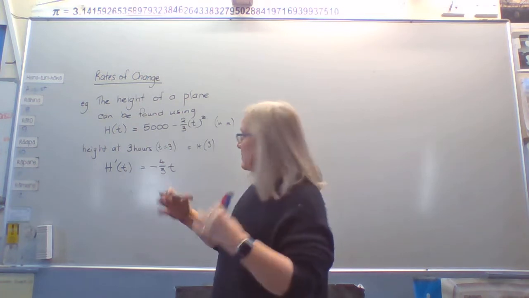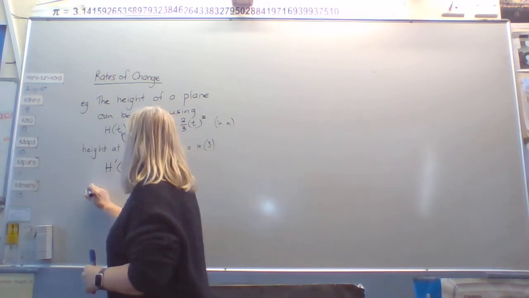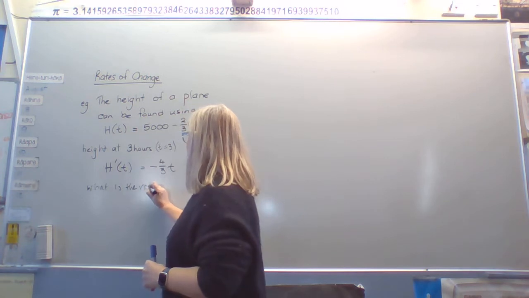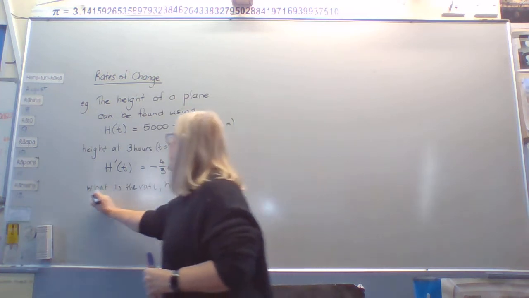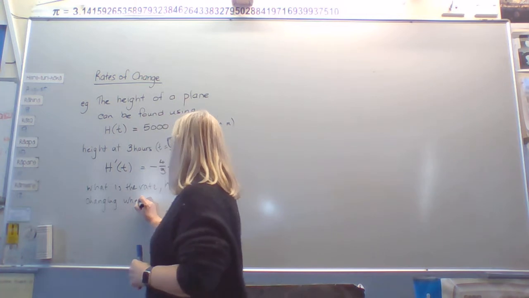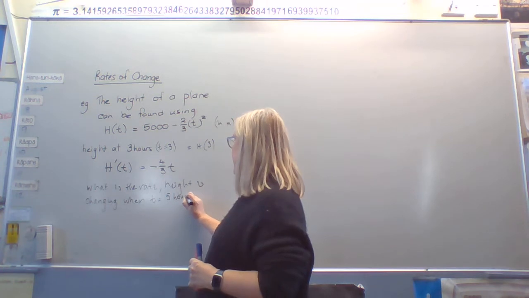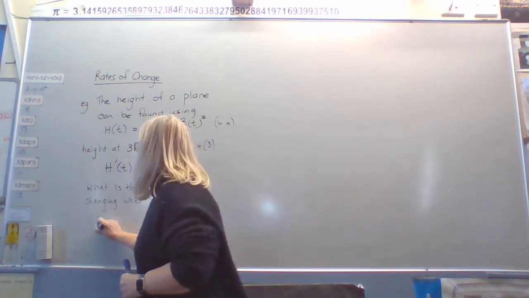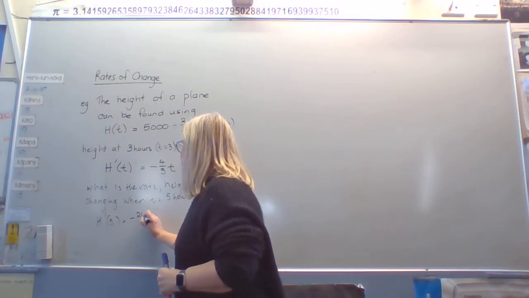Doesn't matter. So the question might have been, what is the rate at which the height is changing when time t equals 5 hours, let's say. So we need to differentiate first and then find h dash of 5. So minus 20 over 3.